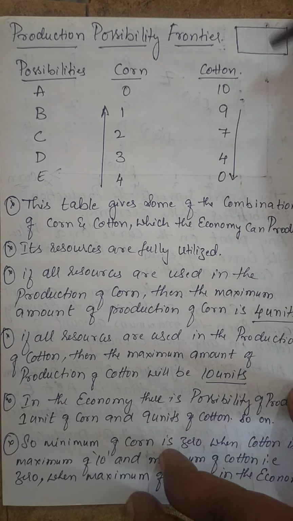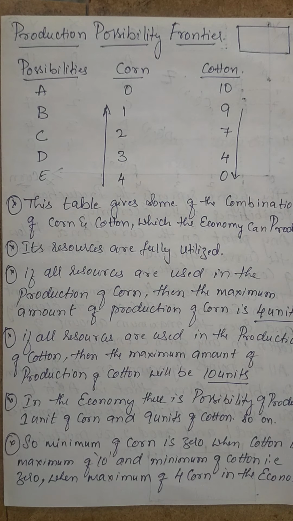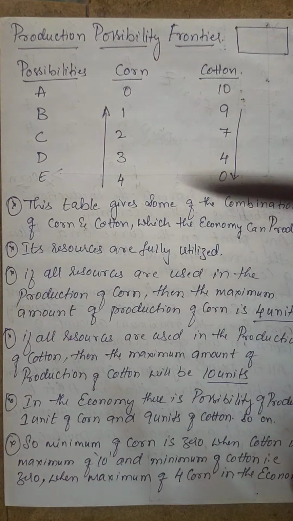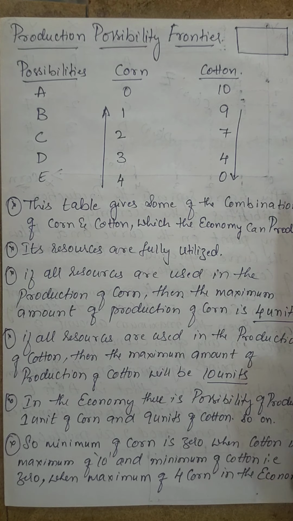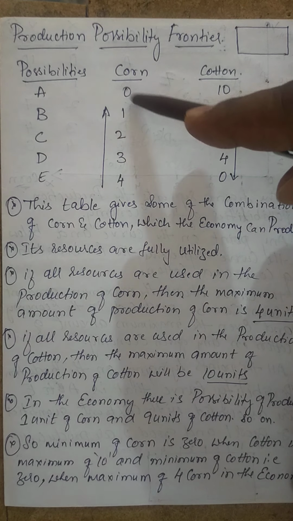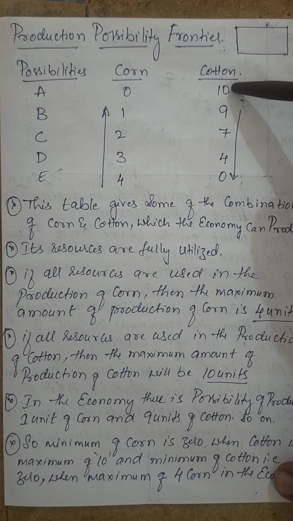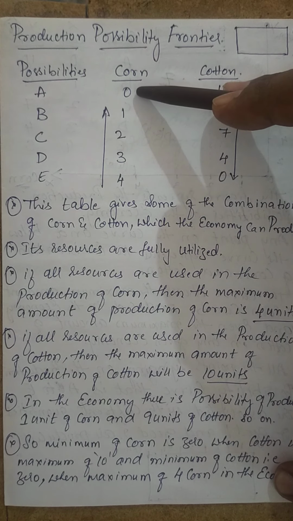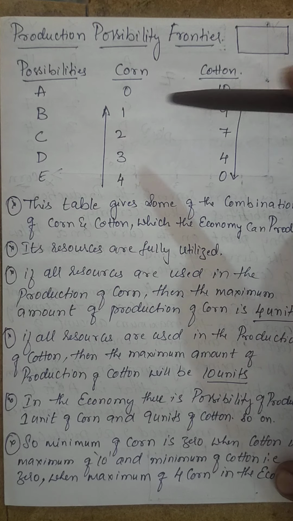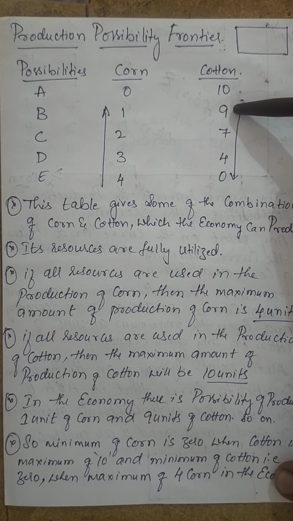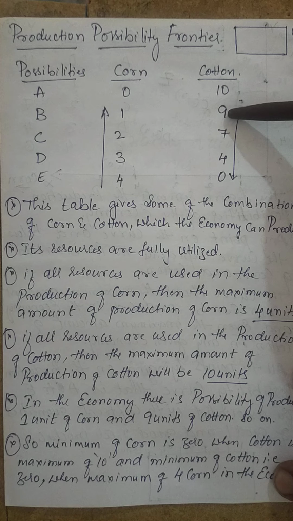Okay, so now let us go with the topic, what it says. Yes, possibilities of corn and cotton. As we have seen, a farmer is growing corn and cotton in his field. The corn produced is 0 while cotton, he has produced 10 units. No units of corn are produced at all. When he starts producing 1 unit of corn, he is ready to sacrifice, from 10 to 9 units of cotton.